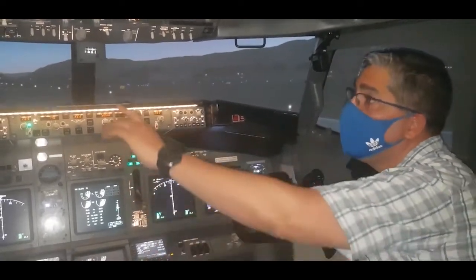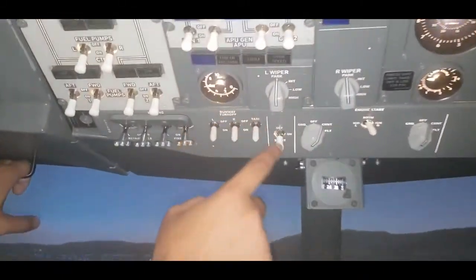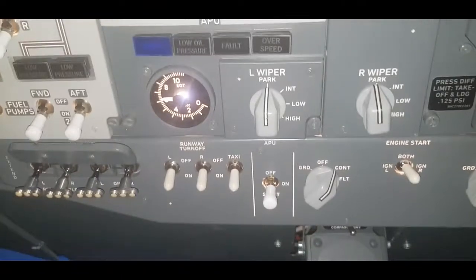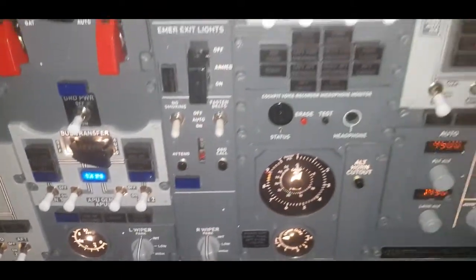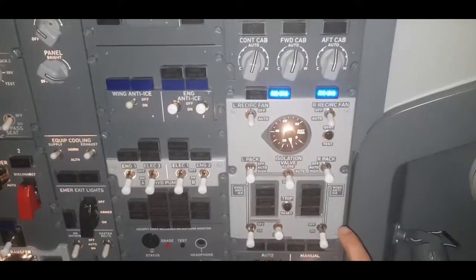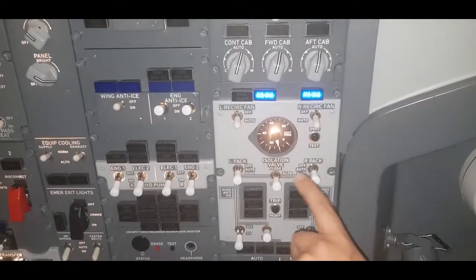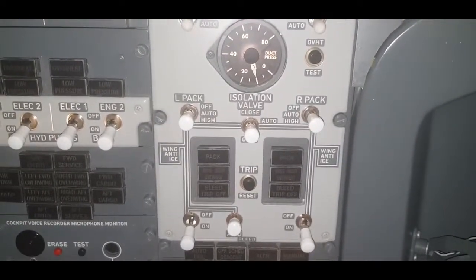It's important to know that the APU has to be operative in order to do this no engine bleed takeoff and landing. If we move now to the bleed panel here, the first thing we'll do is to complete what we call a C pattern flow. Let's see how it looks.